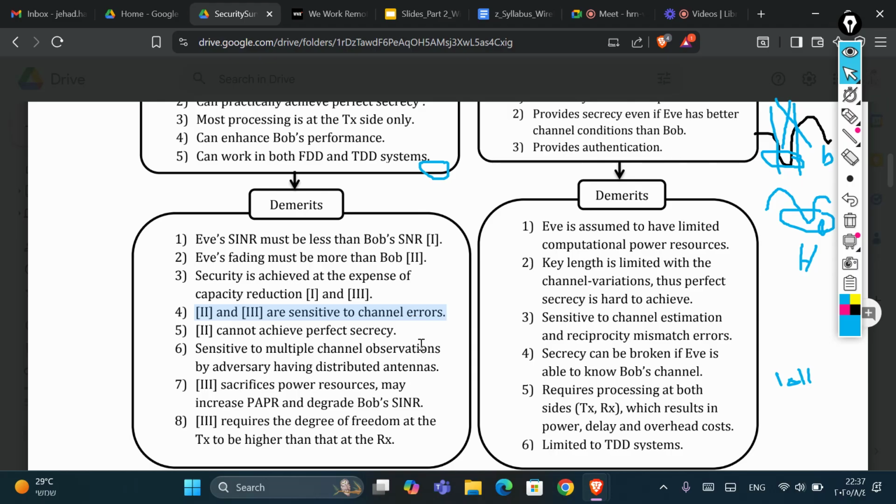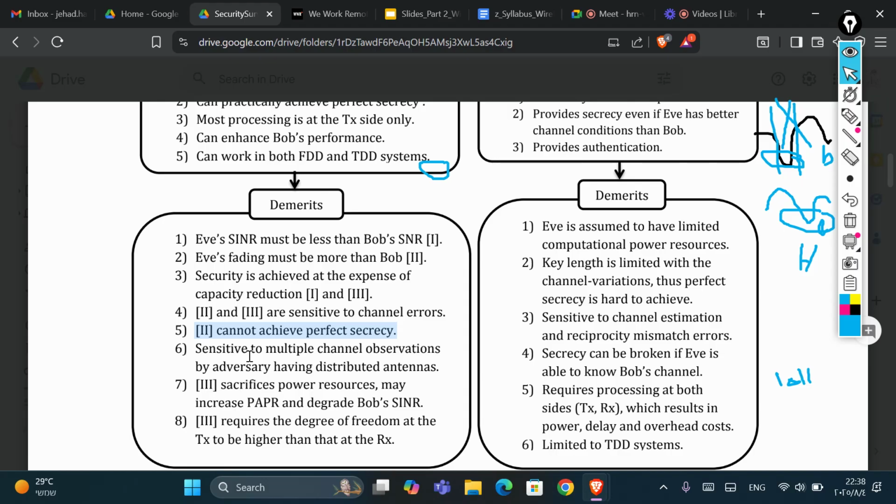Now, what about demerit number 5? It says that channel adaptation techniques cannot achieve perfect secrecy. And that's right, because there will always be a gap where Eve can really decode the signal, but to a certain level. So you need to exploit that gap to transmit your data securely.